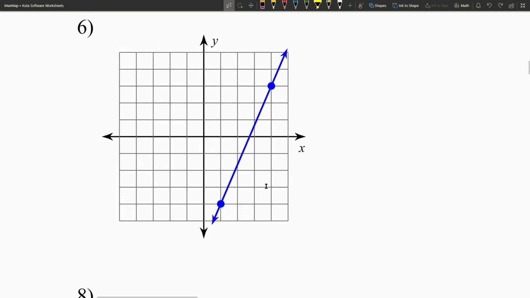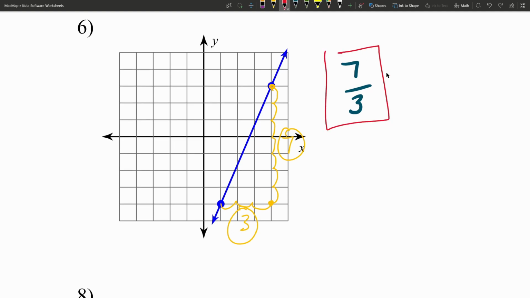In number 6, we can see right away that we have a positive slope. We just have to calculate that positive slope. Just try the run first. We go 1, 2, 3 over in our run. Remember, that's our denominator. And then 1, 2, 3, 4, 5, 6, 7 up. That's our rise, so that's our numerator. 7/3 is our slope for number 6.